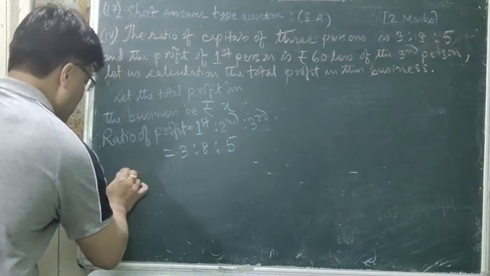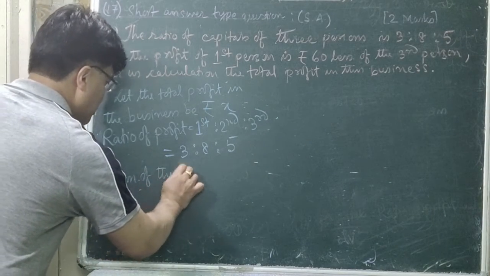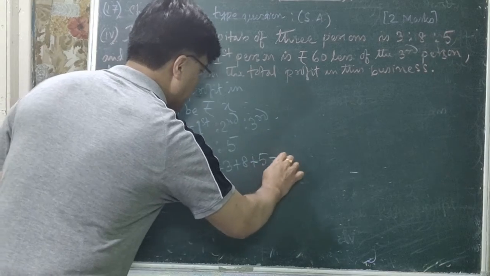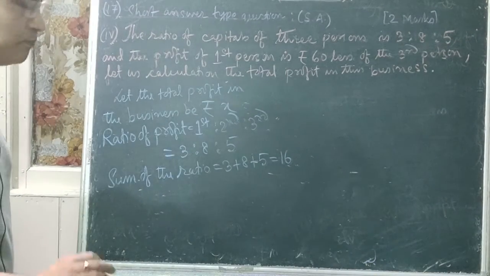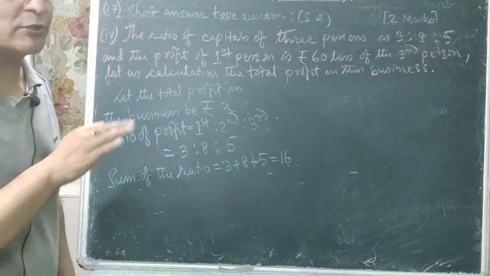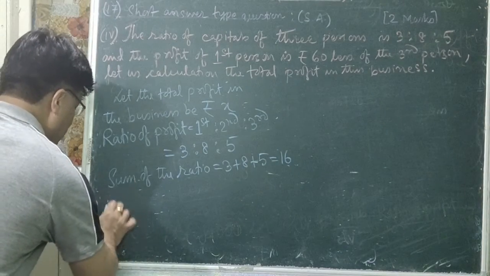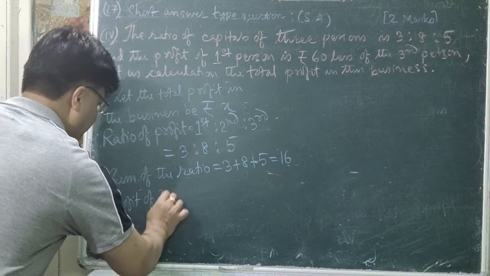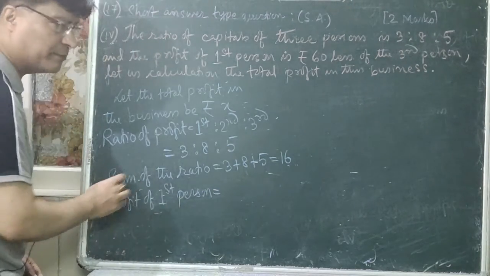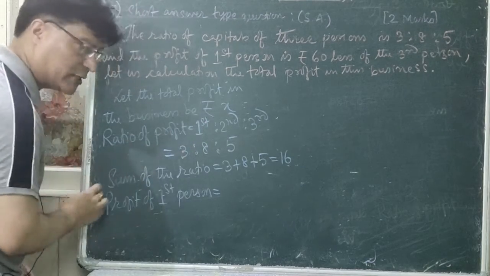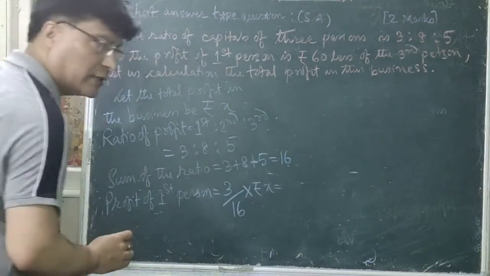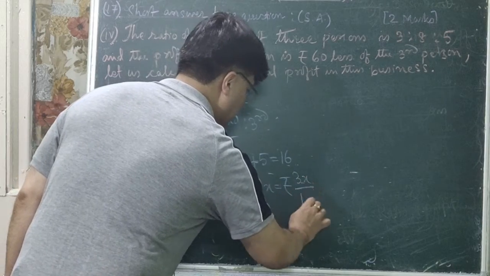Okay, so now you have to find out the sum of the ratio. What is the sum of the ratio? 3 plus 8 plus 5 is equal to कति भयो, 16. Okay, so अब फर्स्ट पर्सनले सेकेन्ड पर्सनले थर्ड पर्सनले कति कति प्रॉफिट पाउँछ त्यो हामी निकाल्न सक्छौं अब. So therefore the profit of first person is equal to, what is the profit of first person here? First person को equivalent number 3 छ. 3 divided by the sum of the ratio, that is 16, into the total profit, rupees X, is equal to rupees 3X divided by 16.